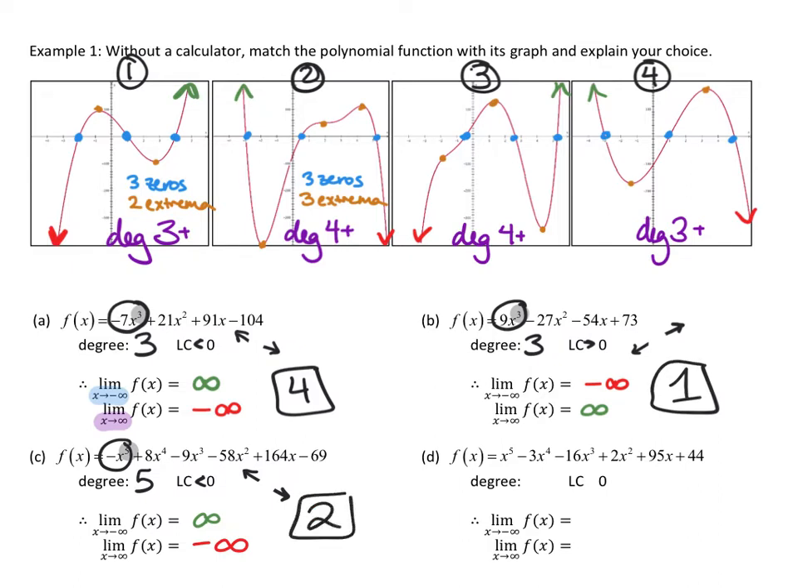Yeah, this is graph 2. Graph 2 has that correct end behavior of positive infinity on the left, negative infinity on the right, and it can be degree 4 or more. Well, 5 is more than 4, so that is the matchup for that polynomial.